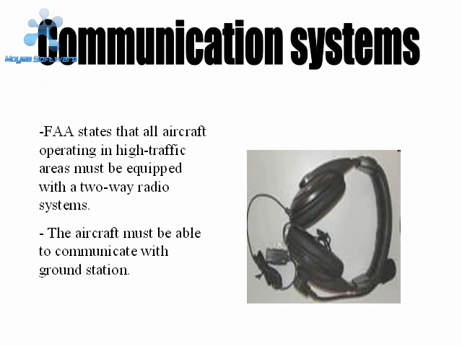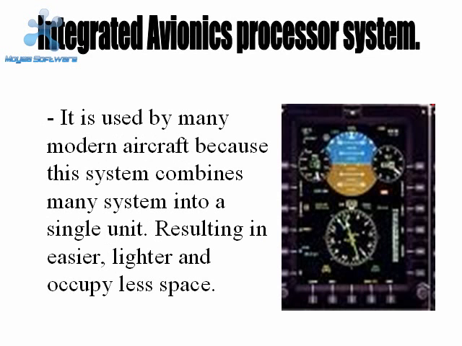There are some regulations from the FAA on the communication system. It states that all aircraft operating in high traffic areas must be equipped with a two-way radio, and the aircraft must be able to communicate with the ground station. Most modern aircraft use the IAPS, also known as the Integrated Avionics Processor System. It combines many systems into a single unit, which results in an easier, lighter, and less power-consuming unit.